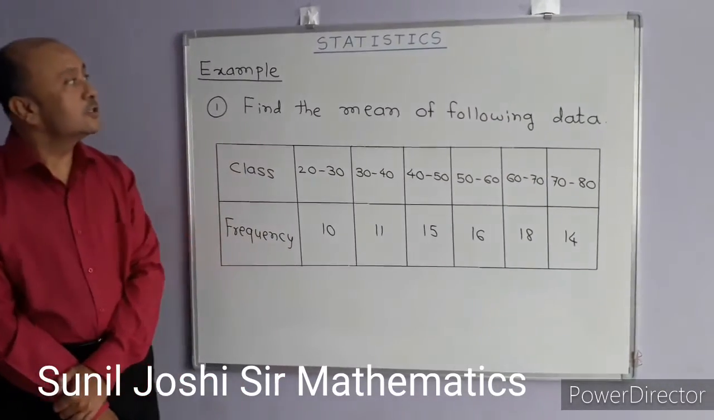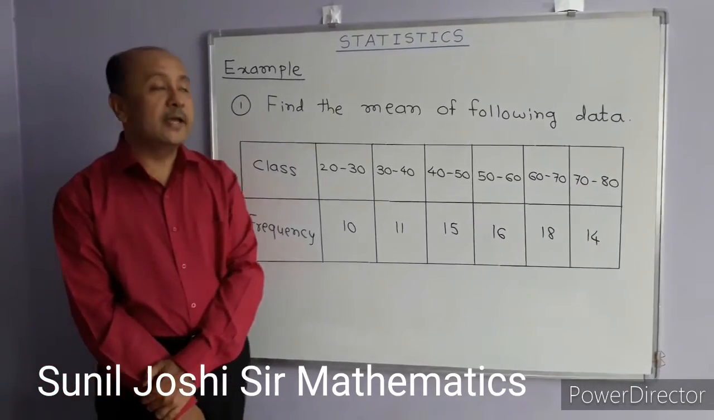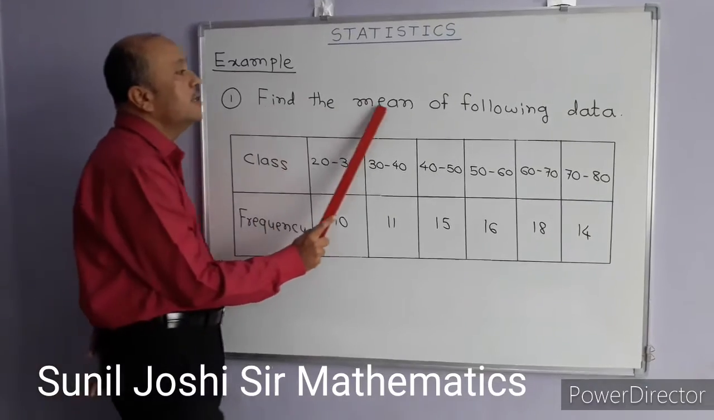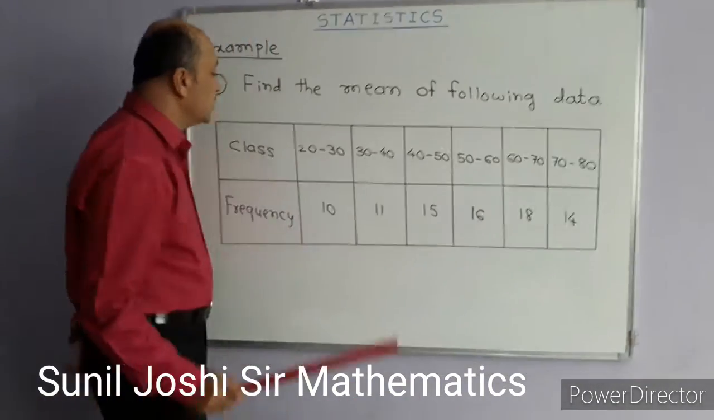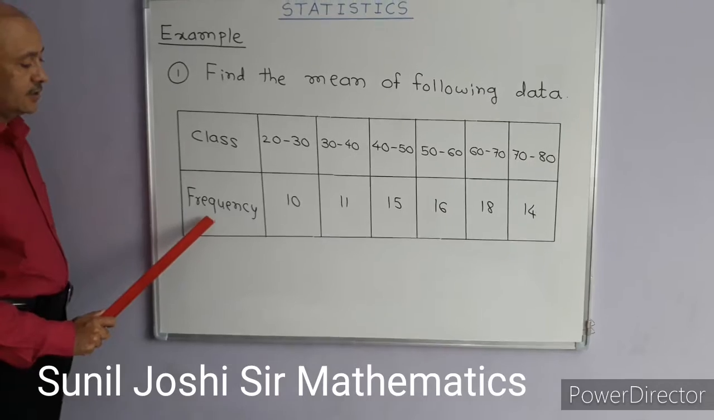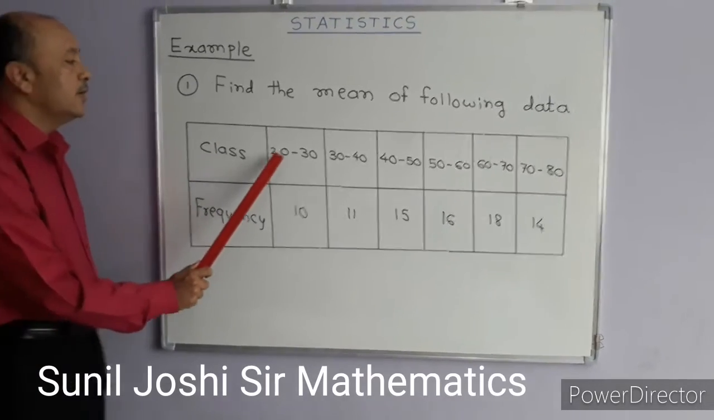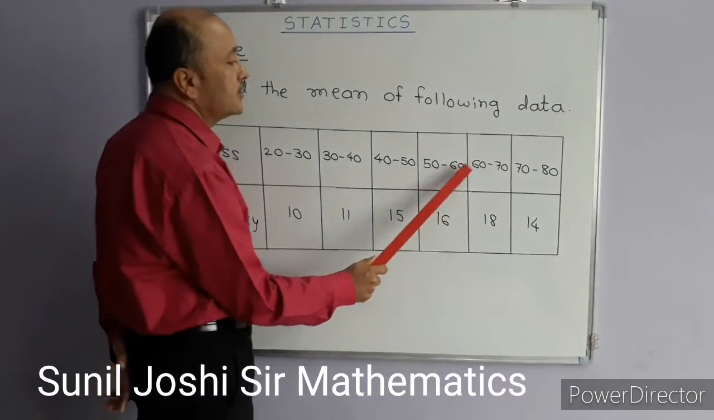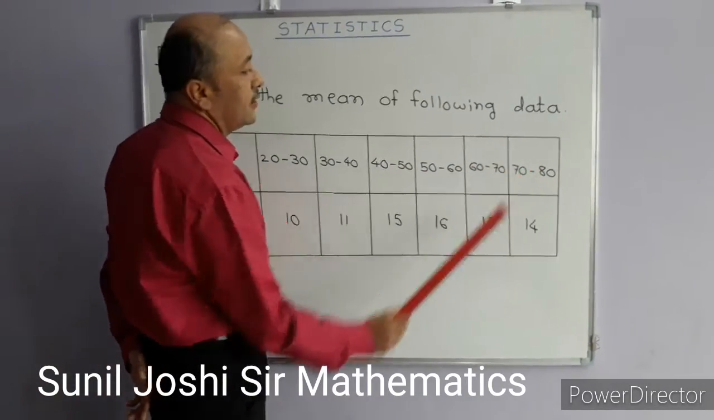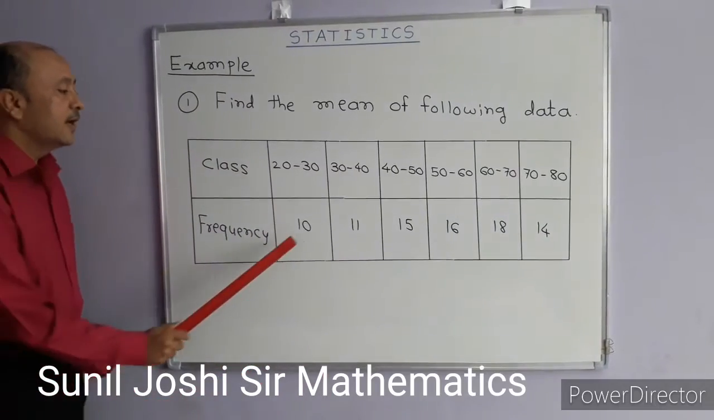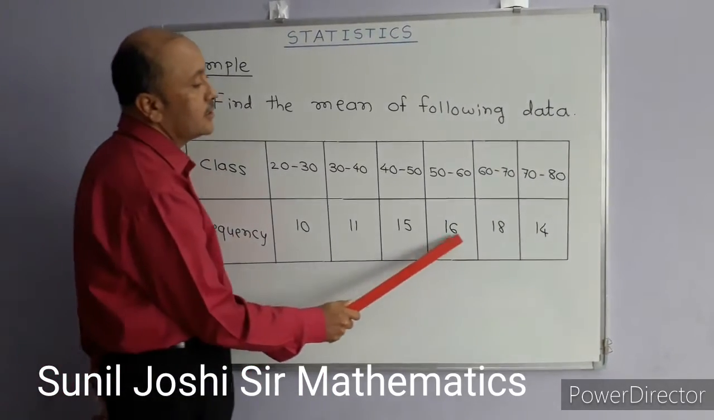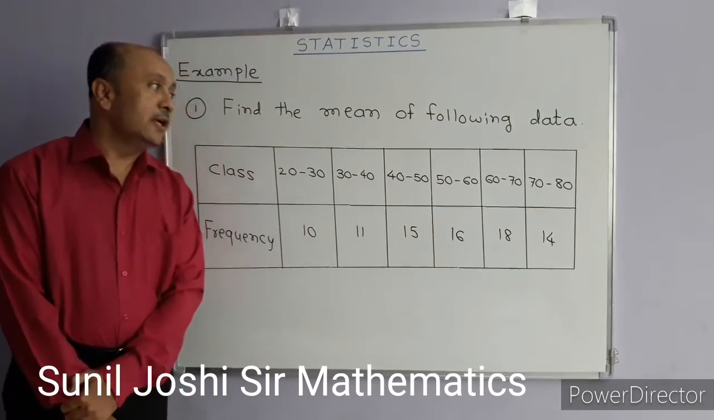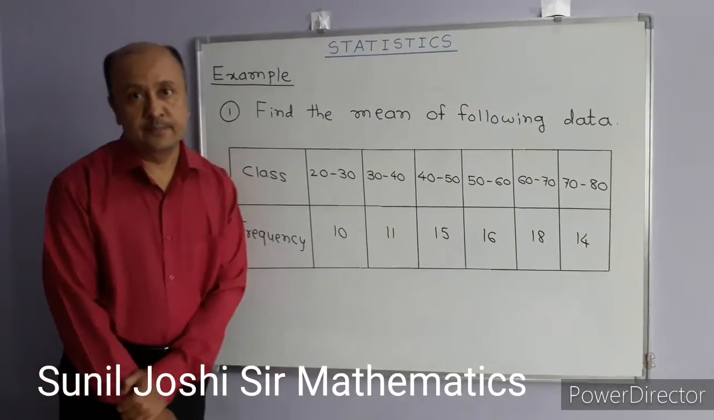So students, let us solve mean by direct method with an example. The question will be asked like this: find the mean of the following data. What is given here? Class and frequency. The classes given are 20 to 30, 30 to 40, 40 to 50, 50 to 60, 60 to 70, 70 to 80. And 10, 11, 15, 16, 18 and 14 are the frequencies. We are going to calculate the mean by direct method.